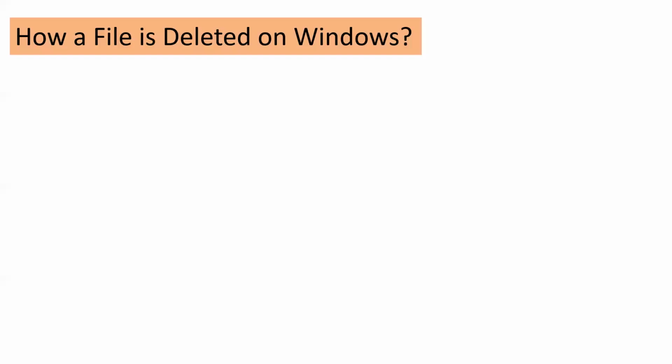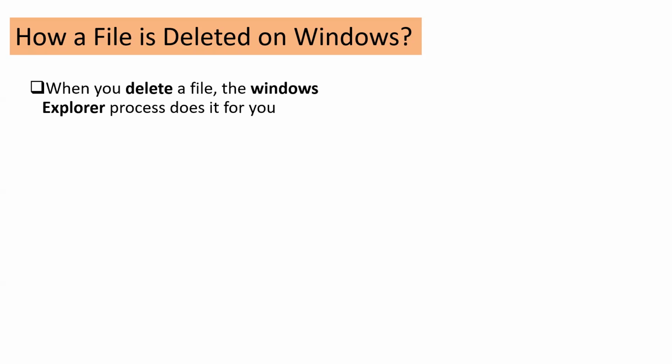In this video, we are going to understand how API hooking works. So now let us consider the case where we try to delete a file on Windows. What happens when we try to delete a file? When you try to delete a file on Windows, the process which is responsible for deleting the file is Windows Explorer.